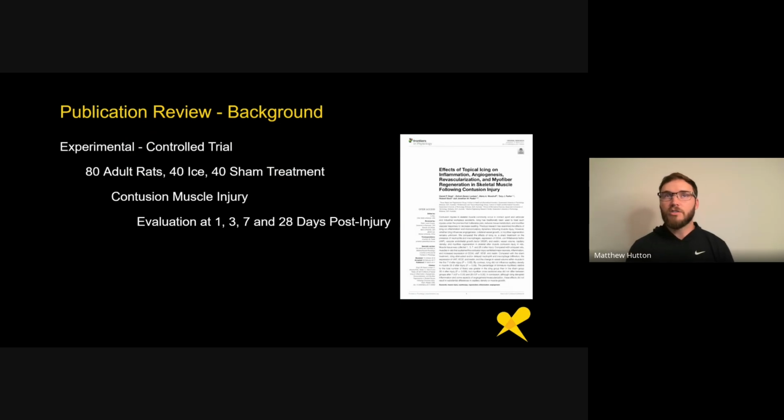And so one, just off the bat, that's a red flag for me. Why are we studying rats and not humans? Sometimes in experimental studies you have to, but for things like ice, we can't get past the IRB for ice, which is a well-documented treatment that is safe for 99.9% of the population. To me, I think we can do better as a medical community.